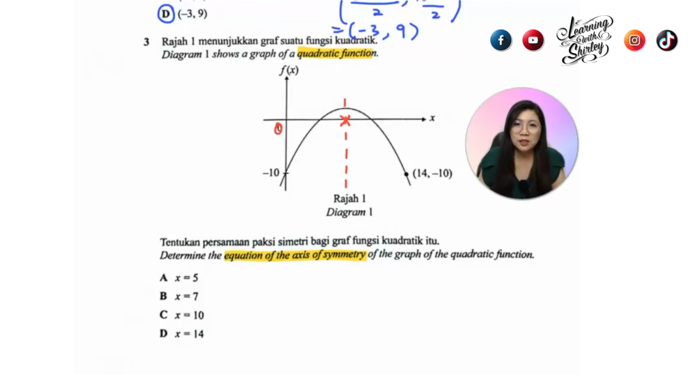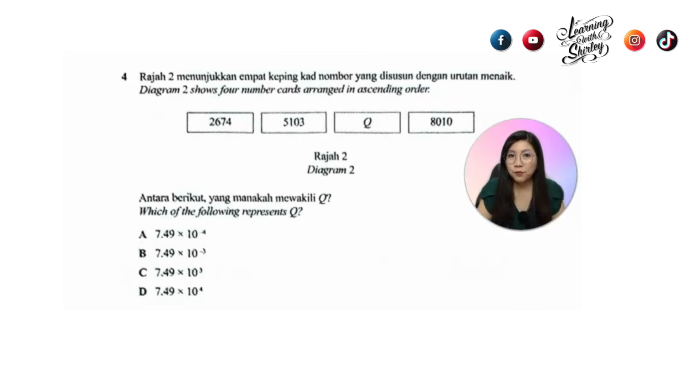So this is 0, it's between 0 and here 14, because this coordinate is (14, negative 10). So 0 plus 14 divided by 2, we get 7 in the middle. This means the whole line is the axis of symmetry. The equation is x equals 7. Let's look at the options, A, B, C, D. x equals 7, B. That's the answer.